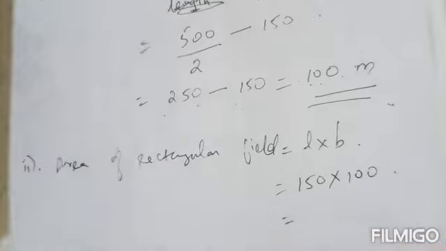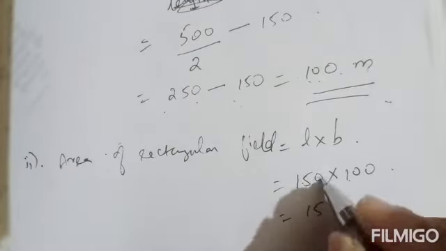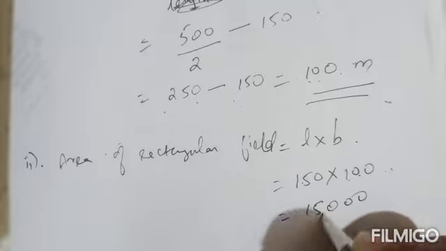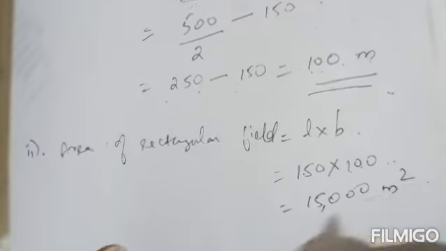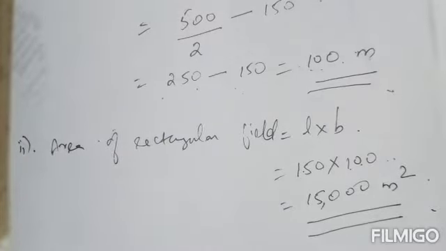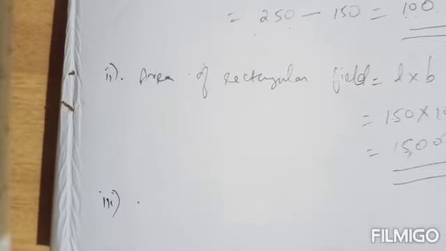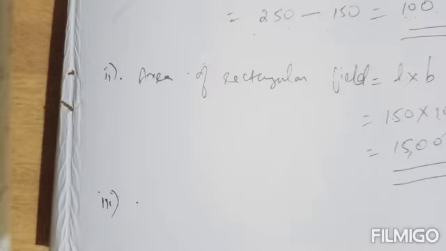So 150 into 100. What you will get? 15,000, unit will be meter square. 15,000 meter square is the area. Okay. Now third question. Cost of plowing the field at the rate of rupees 1.20 per square meter.